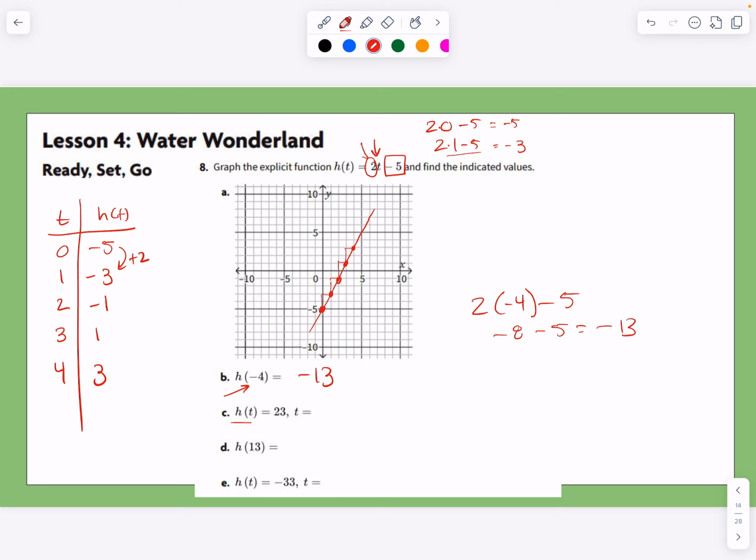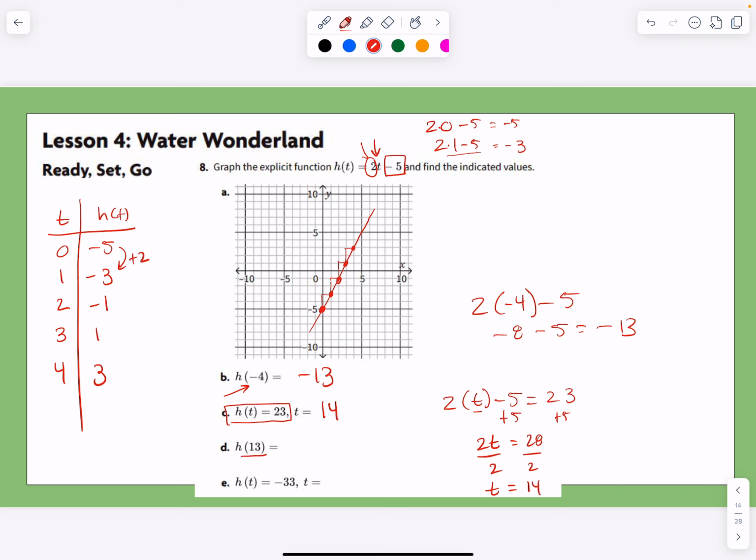This one, h of t equals 23, meaning I have 2 times t minus 5 is going to be equal this time to 23. And we're trying to figure out what value of t makes that true. So we'd add 5 to this side. So 2t is equal to 28. We'll divide both sides by 2. And so t is equal to 14.